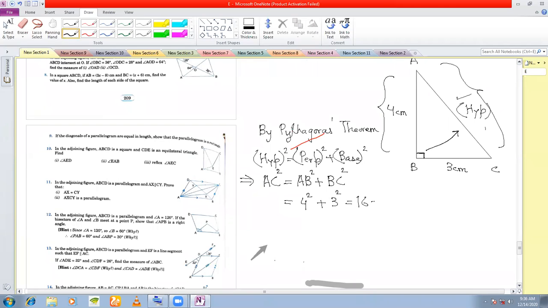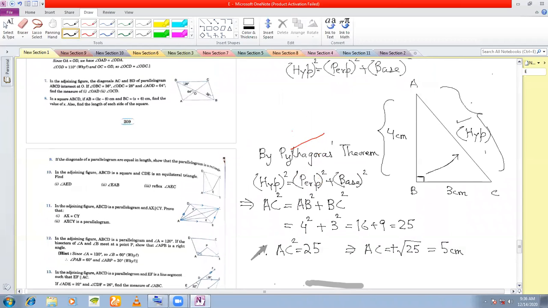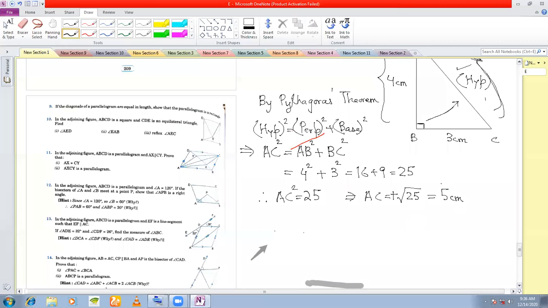So this is 16 plus 9 equal to 25. So we have found out AC square is equal to 25. That means AC must be equal to square root of 25. And what is the square root of 25? It is 5 centimeter. Now we will not take a plus or minus sign here because length cannot be negative. So therefore we only take the positive sign here. We don't take the negative sign. So therefore we have found out the length of AC, this unknown length, hypotenuse, to be 5 centimeter.